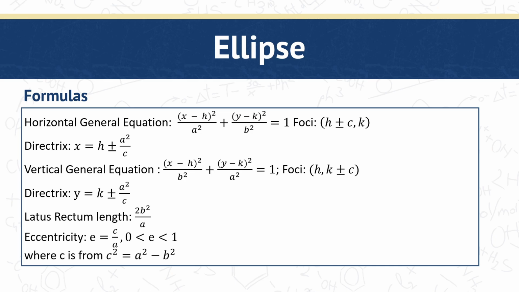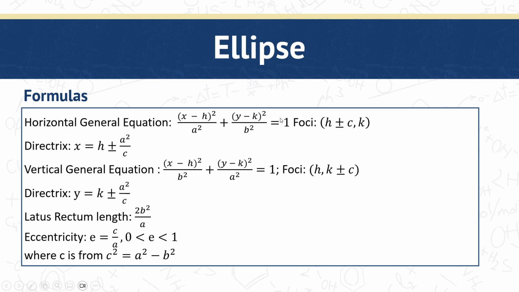So there are two types of ellipse. There's a horizontal and a vertical ellipse. Now, a horizontal ellipse is one where it stretches horizontally, like an oval that stretches horizontally. So its general equation is (x minus h) squared all over a squared plus (y minus k) squared all over b squared is equal to 1. No longer the radius. It's just straight up equal to 1.